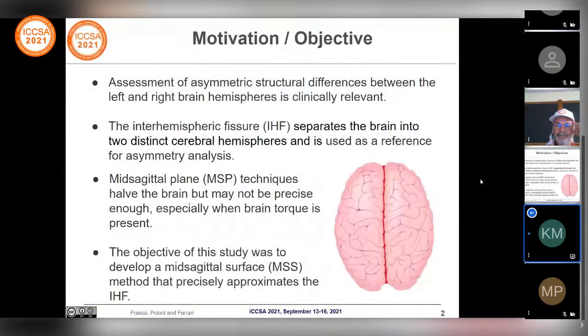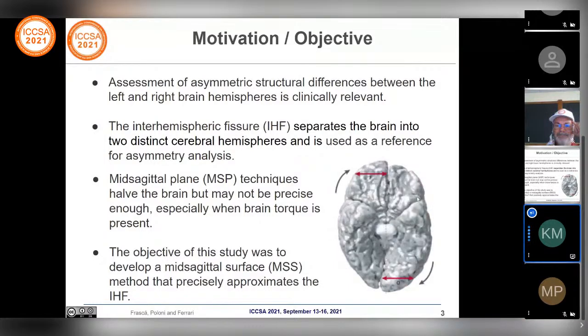What's the motivation for this research? It is to be able to assess symmetrical structural differences between the right and left hemispheres of the brain. The brain is separated by the interhemispheric fissure, the IHF, as illustrated in this figure. A technique that is commonly used for this task is called the mid-sagittal plane. However, in brains with torque, like illustrated in this image, this technique might not be precise enough. Therefore, the objective of this work was to develop a surface instead of a plane, to make the separation which would be closest to the IHF.